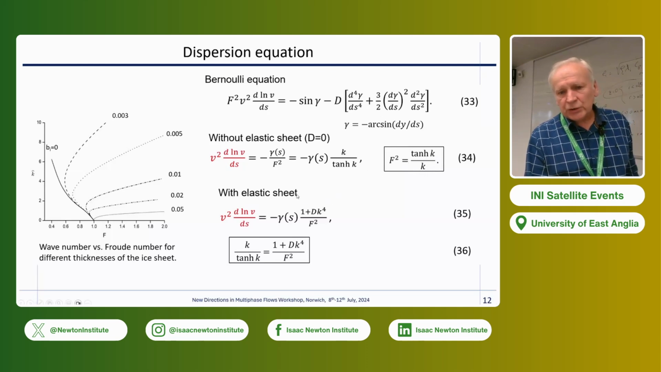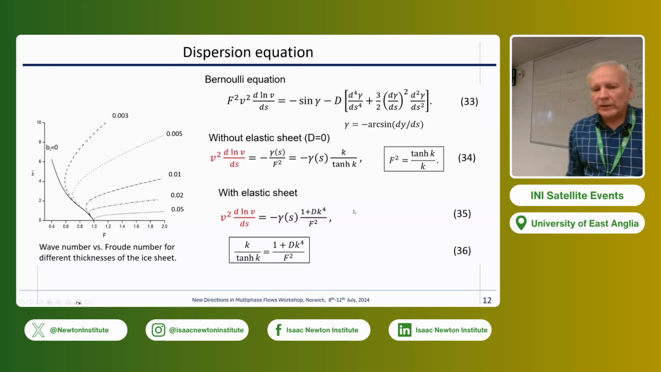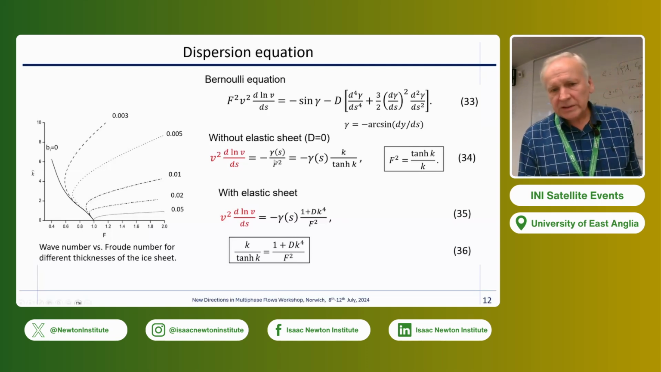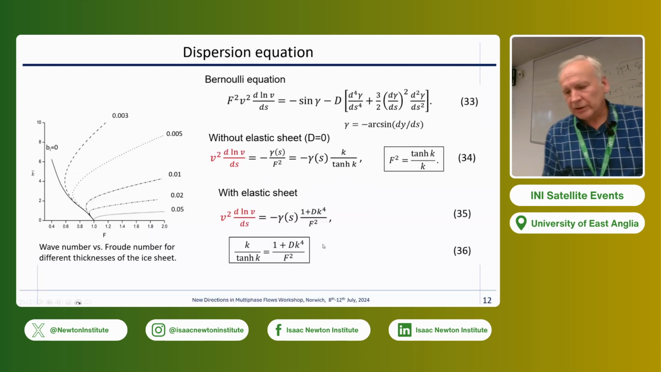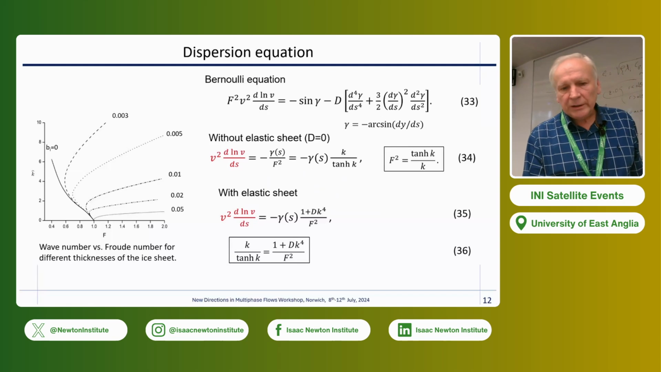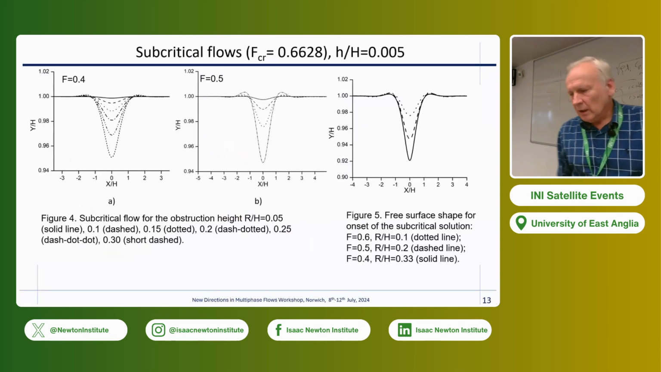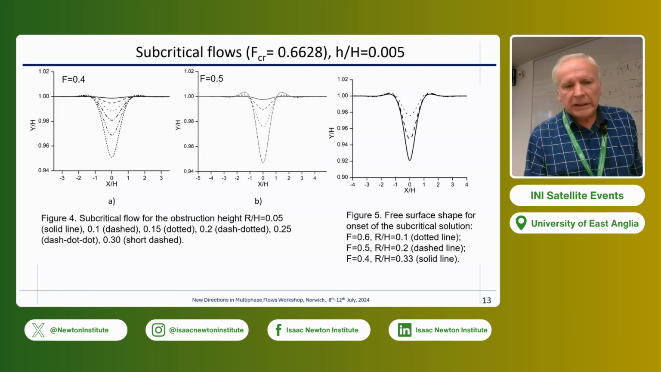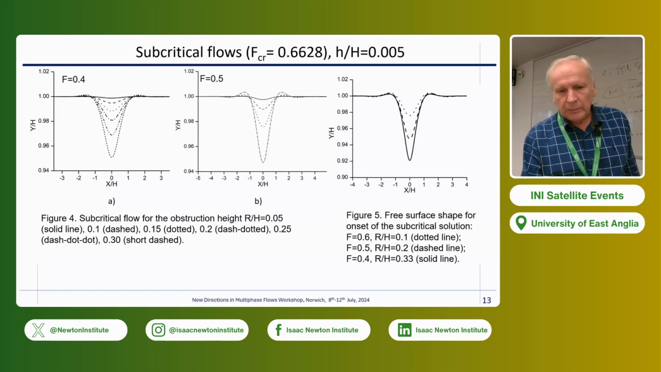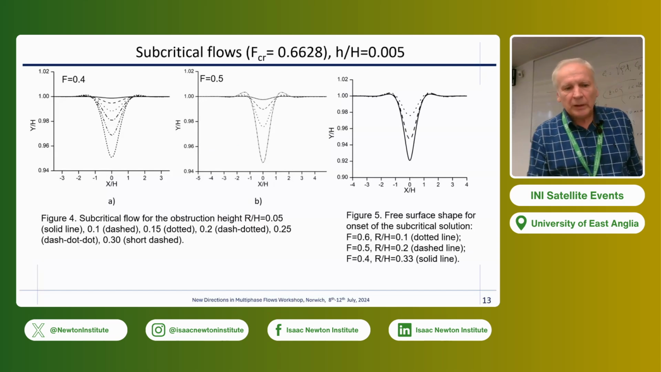Then with elastic sheet we have this equation, and we assume that velocity magnitude behaves on the interface the same way with and without ice sheet. From this assumption we equate the right hand sides of these equations and obtain the characteristic equation for the elastic sheet. It coincides with the known dispersion relation obtained from the linear solution of the problem. Here are shown results of calculation for subcritical flow.